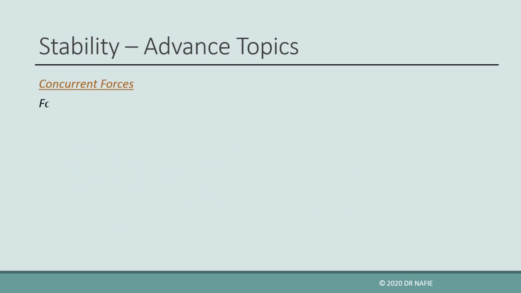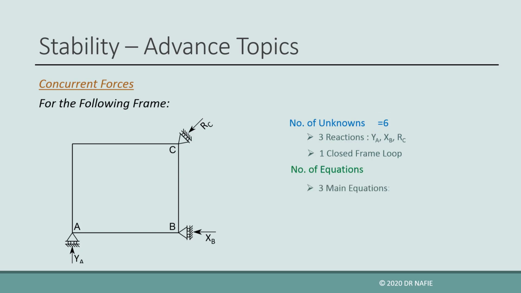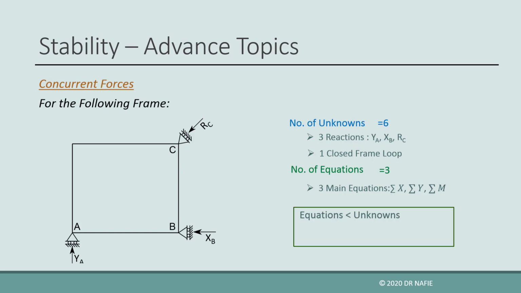Finally, let us consider the following example. The shown closed frame has 3 reactions. So the total number of unknowns is 6. 3 reactions plus 3 internal unknowns. Because we only have 3 equilibrium equations, which is far less than the number of unknowns, this frame should be stable according to the rule. However, this frame is unstable.